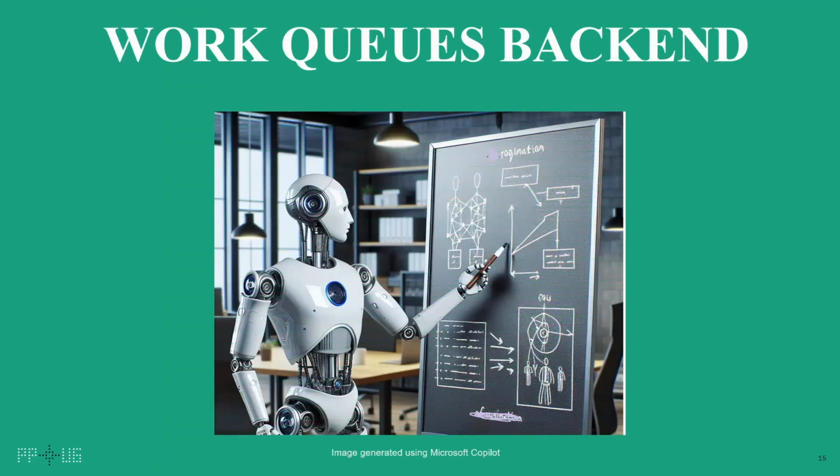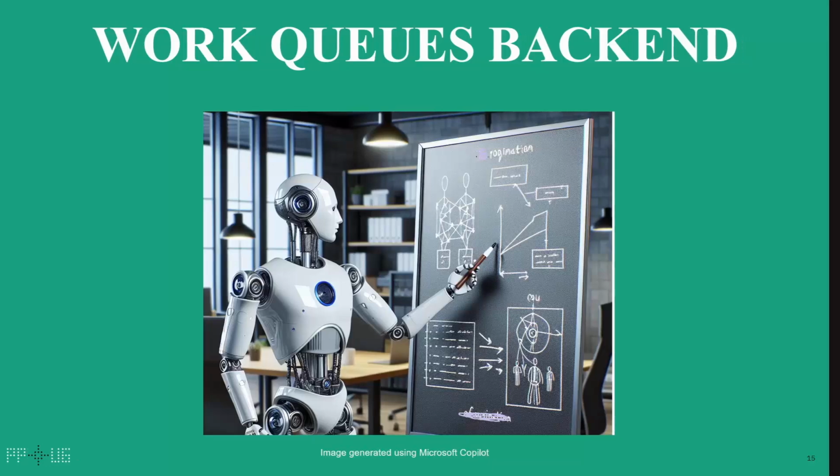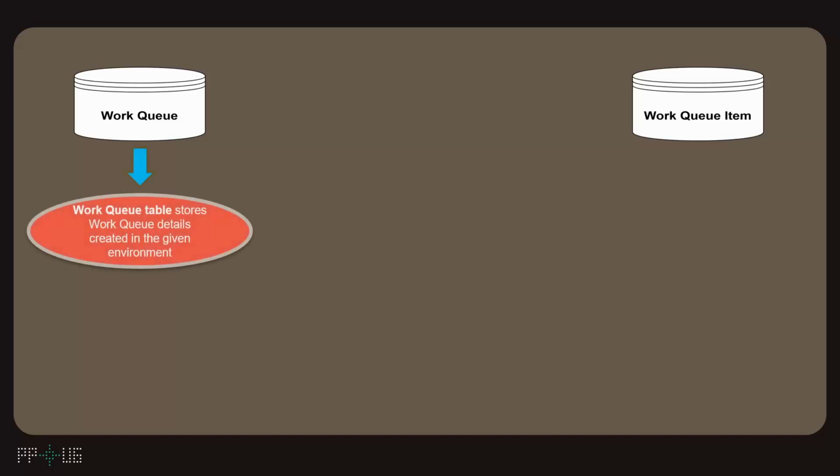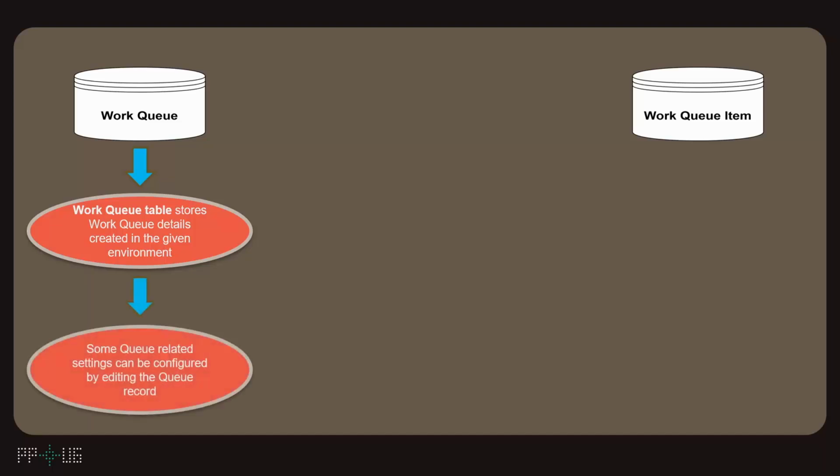So at last, let me explain about the work queue's backend. Backend means what controls the design of these work queues. Actually, the work queue is completely designed from two tables. One is the work queue, another is the work queue item. These are two Dataverse tables. The work queue Dataverse table stores the details of each work queue. Whenever you create a work queue in a specific environment in the work queue portal, a row is automatically added in the work queue Dataverse table.